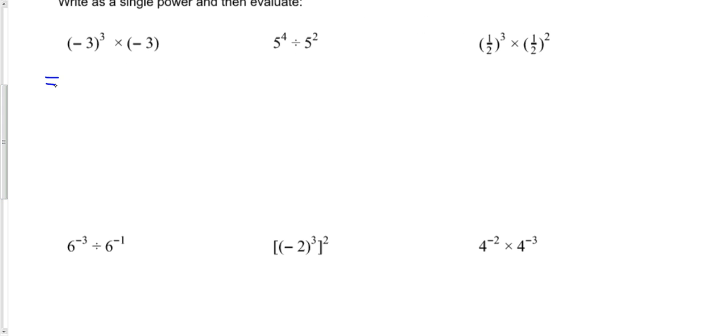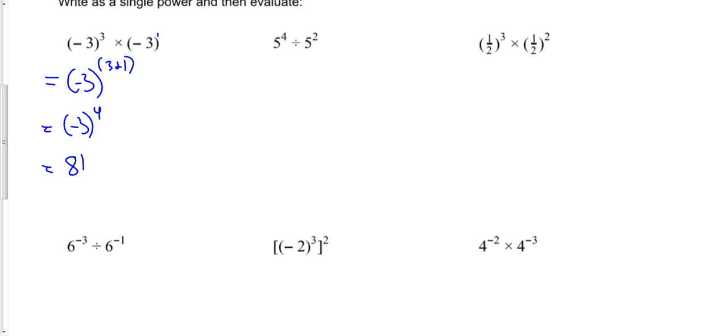We've got a base of -3. We've got two exponents that are being multiplied, or two powers that are being multiplied. So in this case, we add the exponents, so 3 plus 1. So -3 to the exponent 4, and then -3 to the exponent 4 is going to be 81.